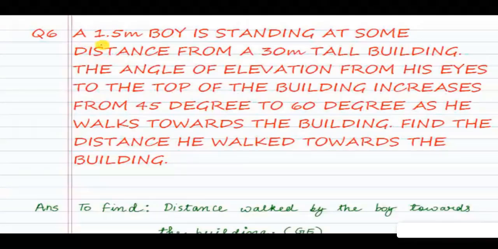Now our question number 6 is: a 1.5 meter boy is standing at some distance from a 30 meter tall building. The angle of elevation from his eyes to the top of the building increases from 45 degrees to 60 degrees as he walks towards the building. Find the distance he walked towards the building.